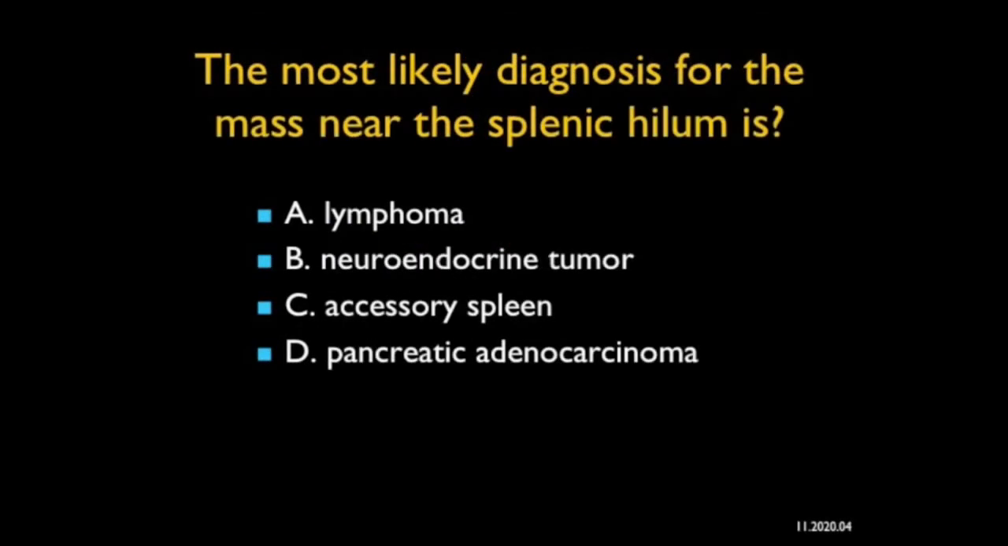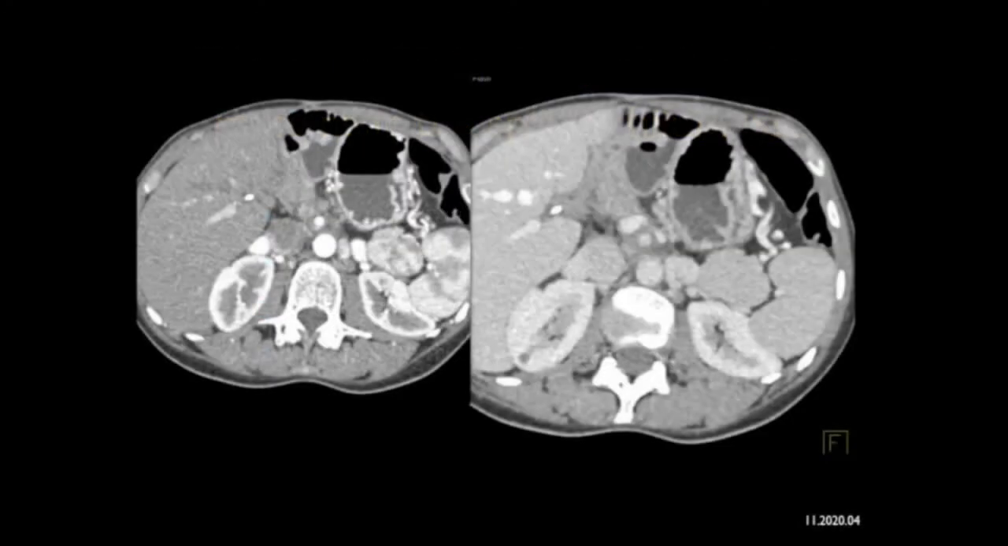The most likely diagnosis for the mass near the hilum of the spleen is, well, let's look at the mass. It's vascular, but most importantly, its enhancement looks identical to the spleen on arterial phase imaging with a moire pattern. On venous phase imaging, it washes out and is hypodense, looking identical to the spleen. Well, we always make the point that if something looks like the spleen early and late, that it's probably the spleen. And so the answer here is an accessory spleen.